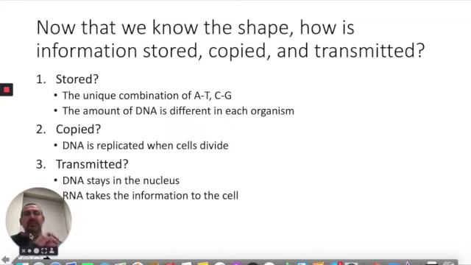This is just about the structure of DNA and some of its functions. In another video, we'll look at how DNA is copied in that process of replication.